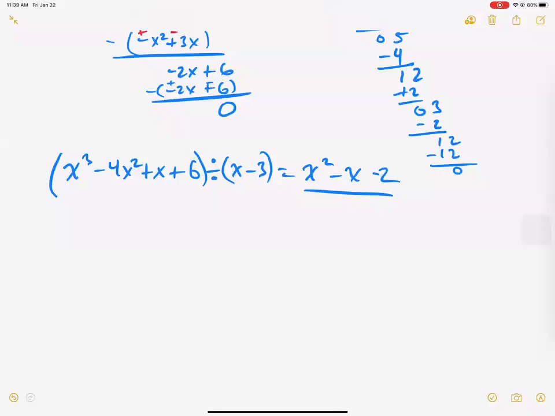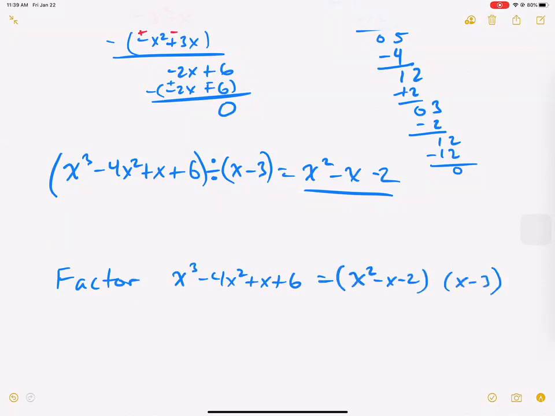A lot of people will rewrite this the wrong way, and it's because they're mixing up the question: am I dividing or factoring? If I write factor x cubed minus 4x squared plus x plus 6, the factors are x squared minus x minus 2 times x minus 3. If I'm asking you to factor something, I want all the parts that multiply back to the original problem. So if I'm asking you to factor, I want you to write down all the pieces. And doesn't x times x squared become x cubed? So please don't mix up the terminology.